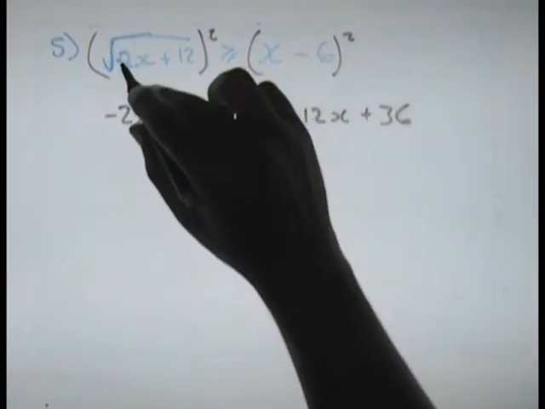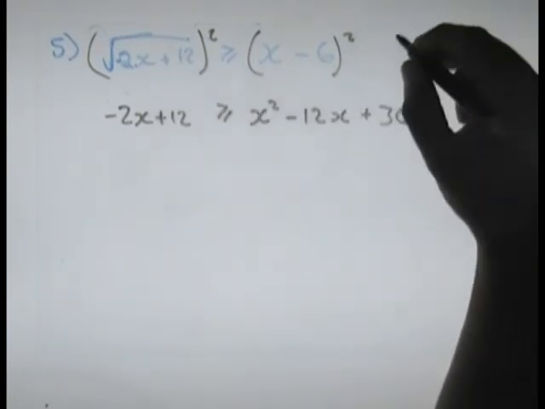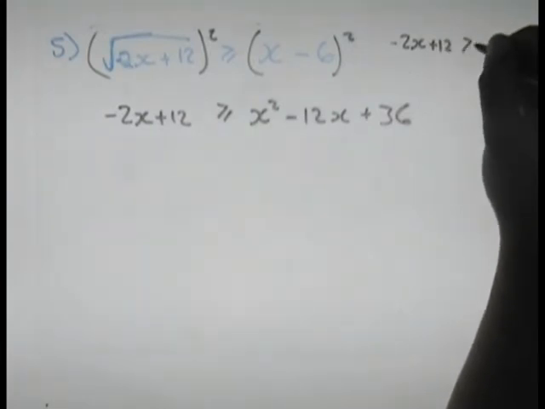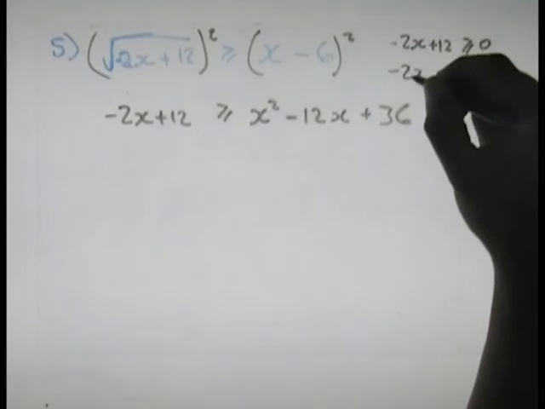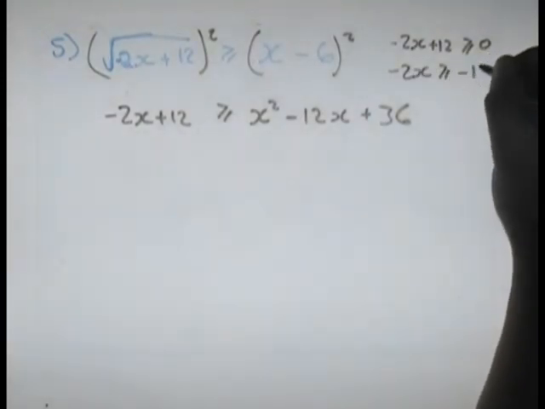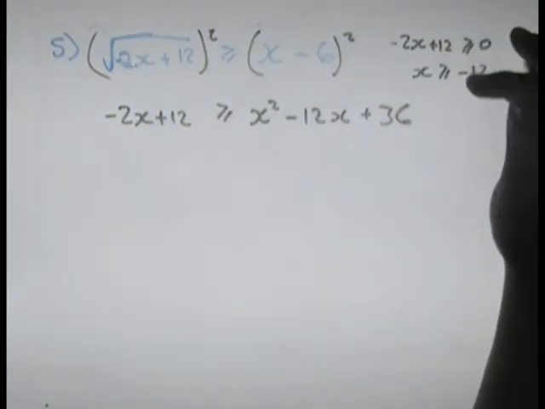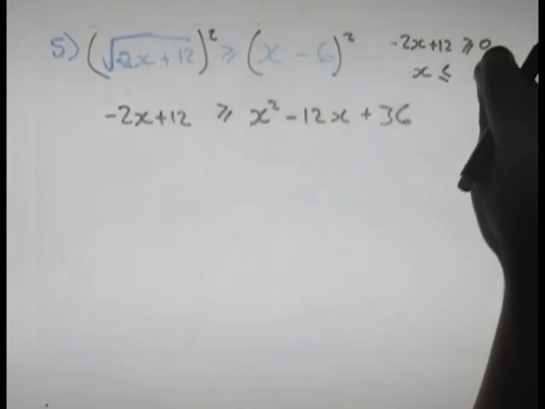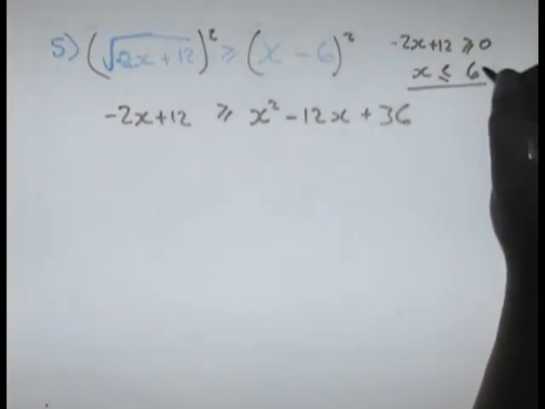One slight problem though, we know that we cannot get a square root of a negative number. That means that -2x plus 12 has to be greater than or equal to 0. That means that -2x has to be greater than or equal to -12. Divide through by a -2, that means that x is smaller than or equal to +6. This is our restriction.